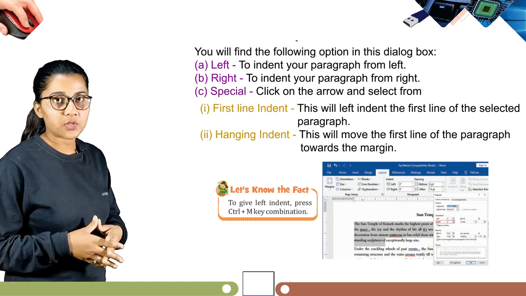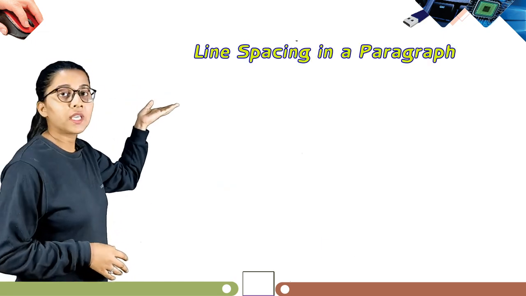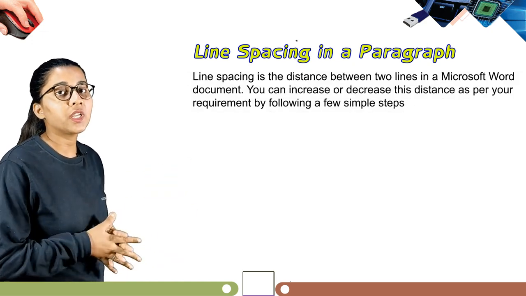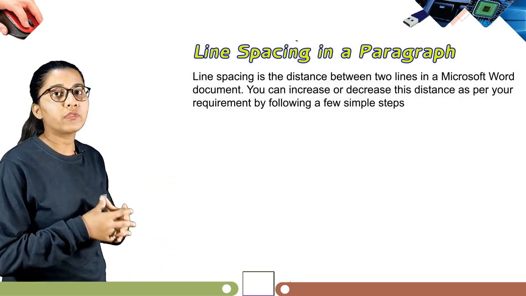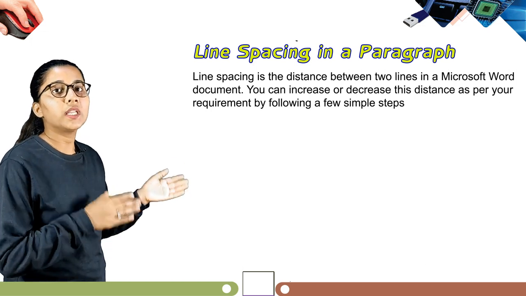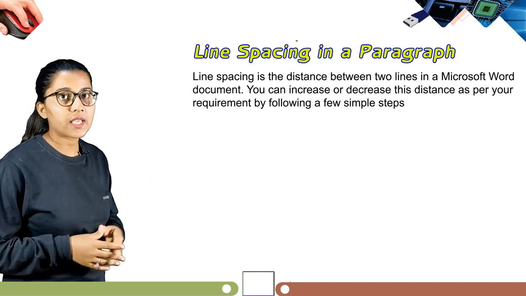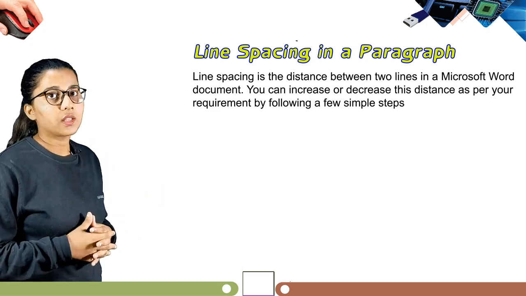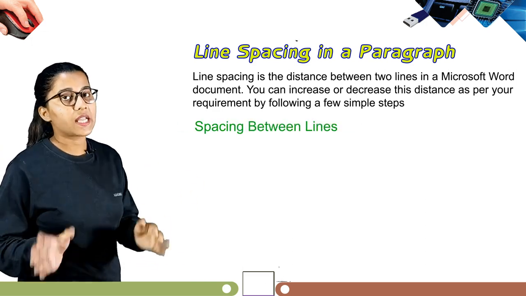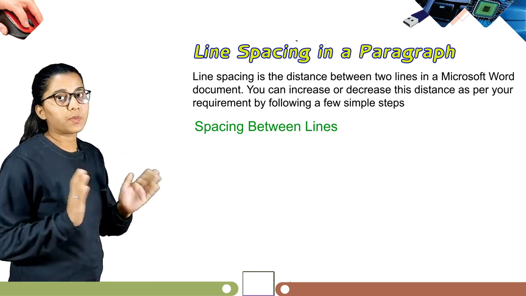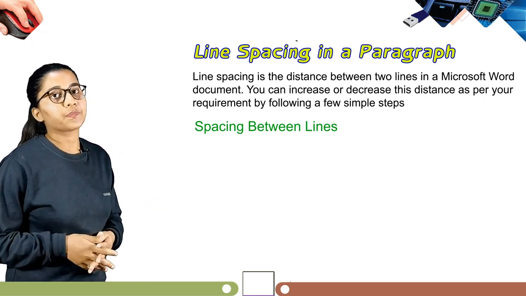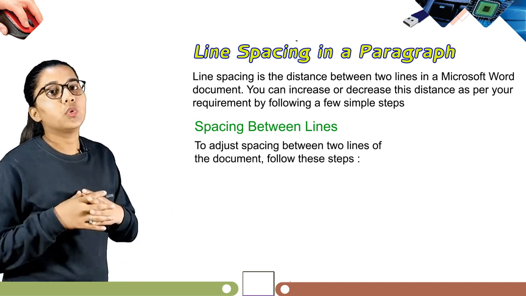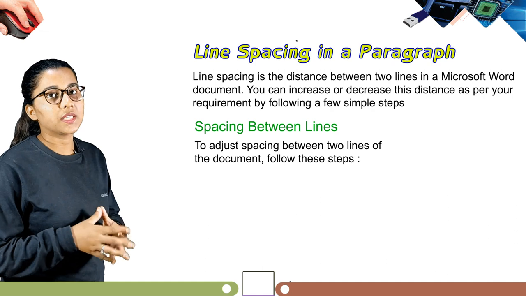Now students, our next topic is line spacing in paragraph. Line spacing is the distance between two lines. In a Microsoft Word document, you can increase or decrease the distance as per your requirement by following a few simple steps. Now, spacing between lines. How will you give space between lines of your paragraph? Let's learn about it. To adjust spacing between two lines of the document, follow these steps.